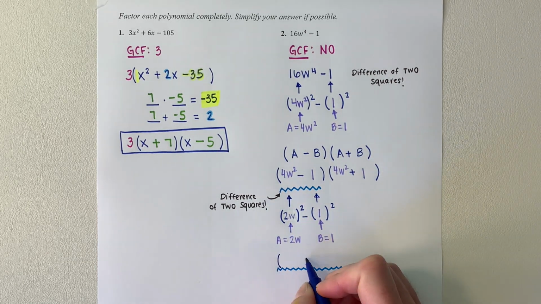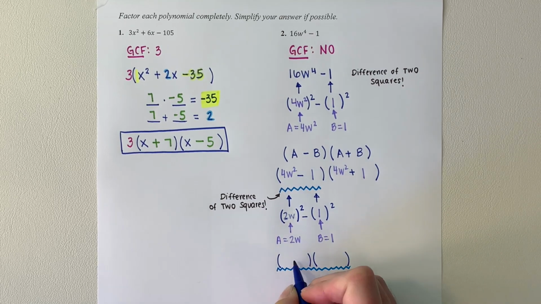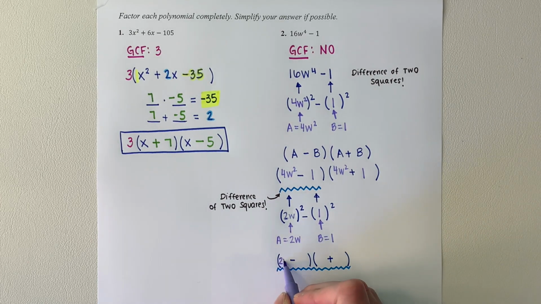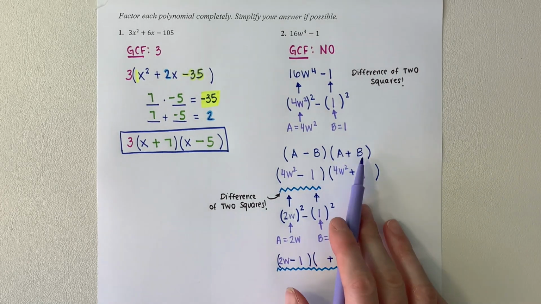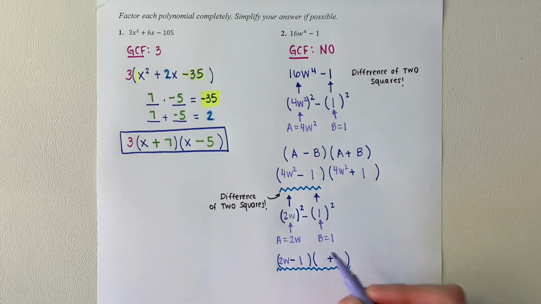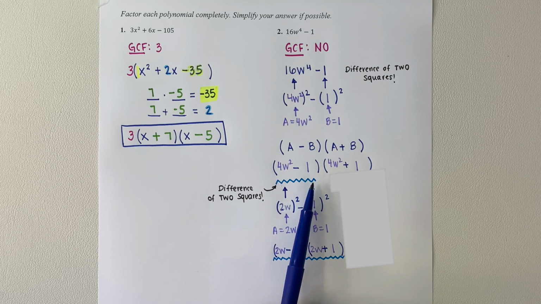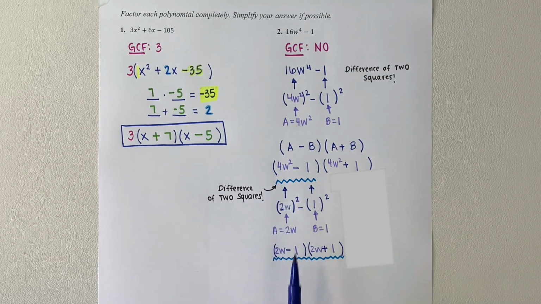So I'll start by drawing the 2 sets of parentheses. We'll put a minus sign in one parenthesis and a plus sign in the other. Then we want a minus b, so we'll take 2w minus 1. And then we want a plus b, so we'll take 2w plus 1. So we've taken this expression here, which is the difference of two squares, and we factored it here using the difference of two squares formula.